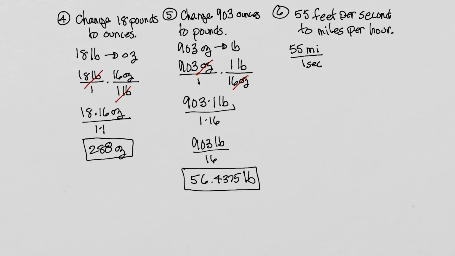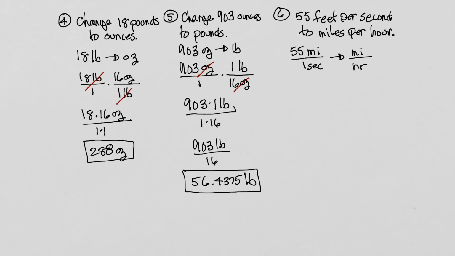55 miles per second. I want to change this to miles per hour. I'll use HR. You might just want to use H. So here we go. Let's start here. Let's start with 55 miles over 1 second times.